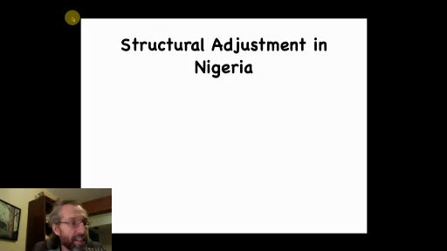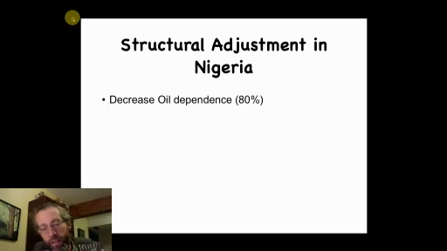If we look at the Nigerian specific examples, there's a few other things that they were told they had to do. Decrease their dependency on oil. All right, they were around 90%, now it's around 80%. Oops, not so successful, right?